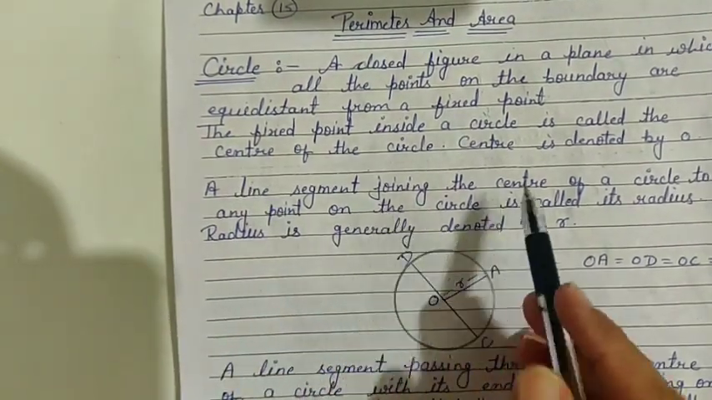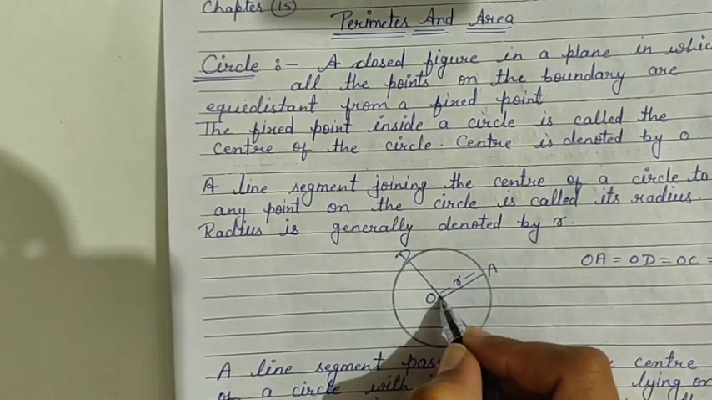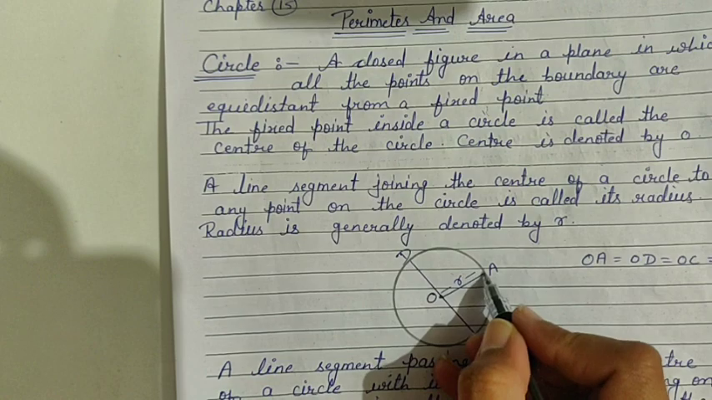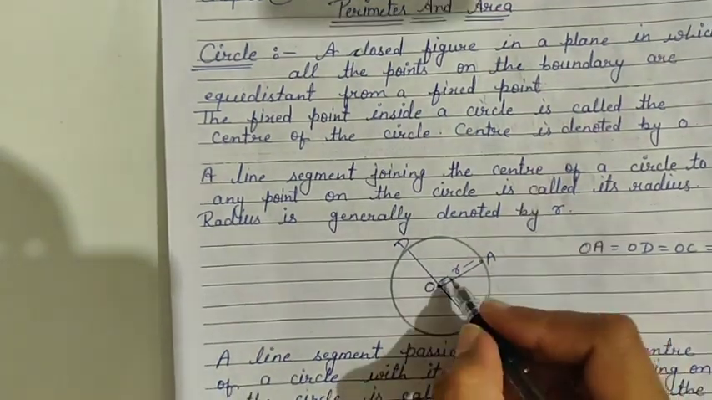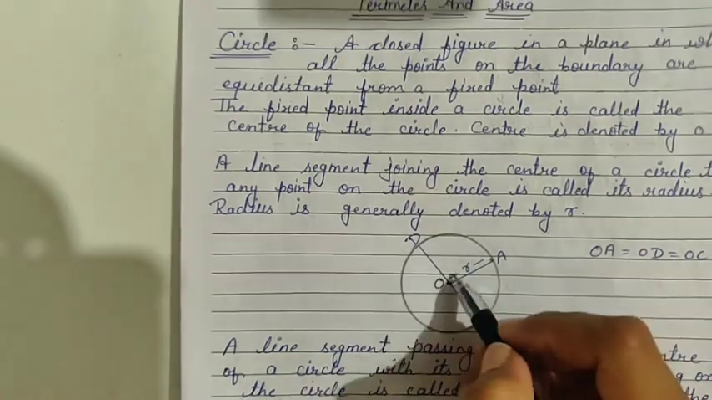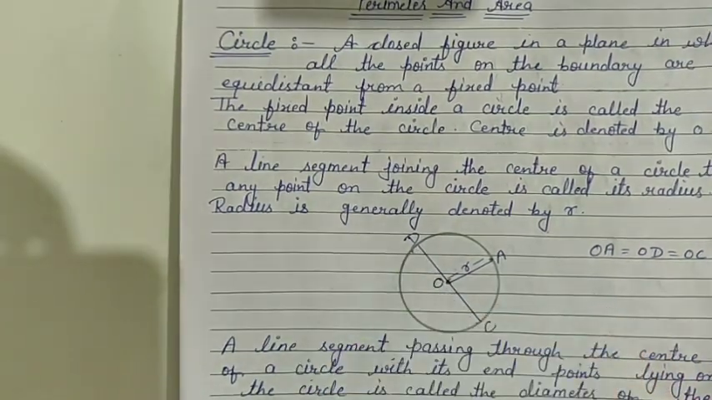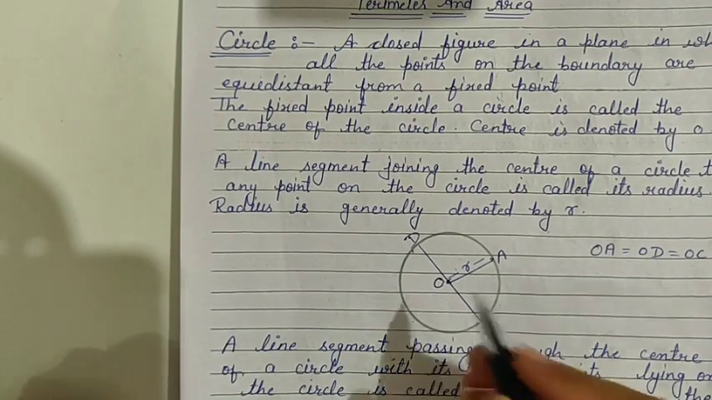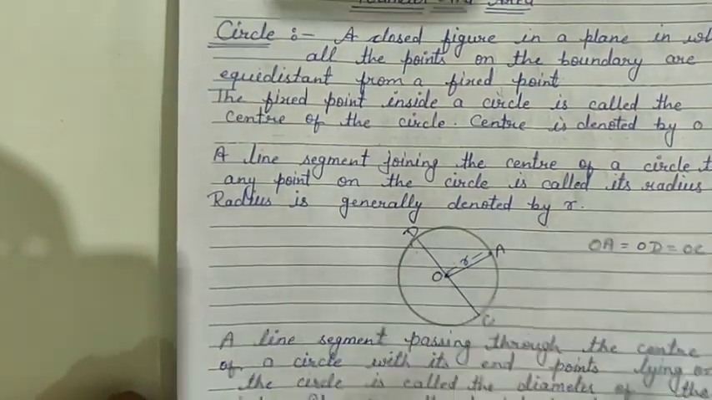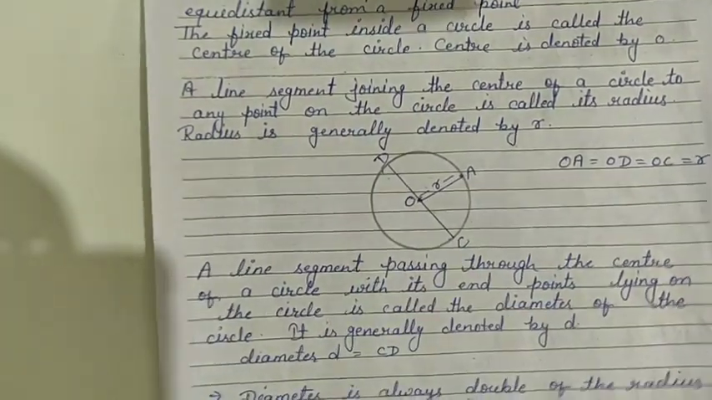A line segment joining the center of a circle to any point on the circle is called its radius, and radius is generally denoted by small r. In this figure, OA, OC and OD are radii of this circle. So OA equals OC equals OD, that is equal to r. These are radii of this circle.